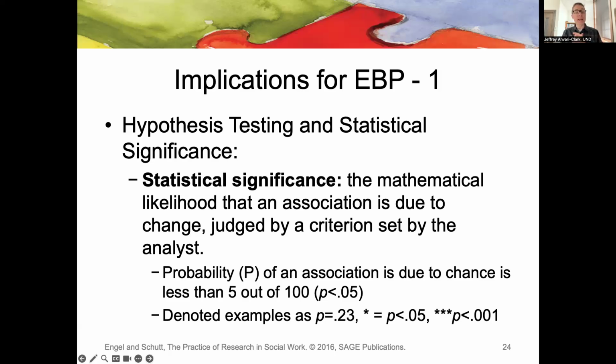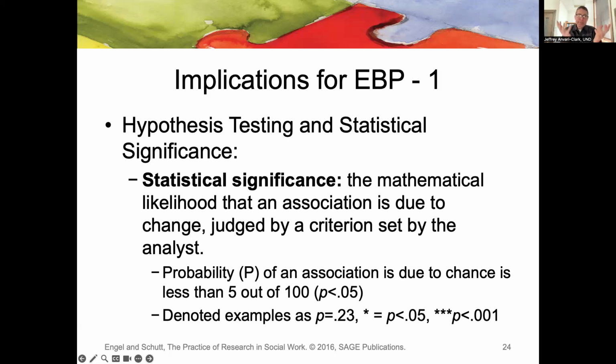Sometimes you'll see it as asterisks, and this is a shorthand. Down in the notes of your graph, you will see that one asterisk indicates that the p-value is less than 0.05, two asterisks less than 0.01, and three asterisks means the p-value is less than 0.001. So the chances of it happening are less than 1 in 1,000 that it's due to some random thing.